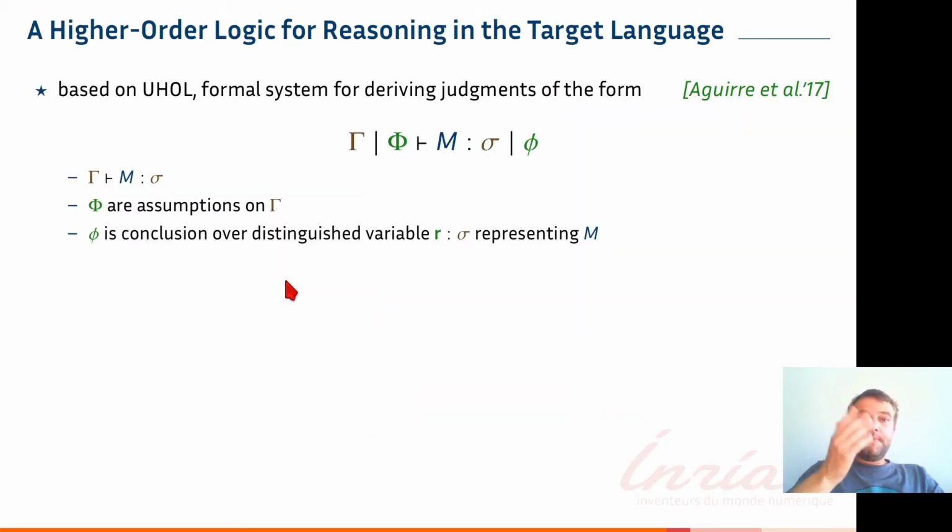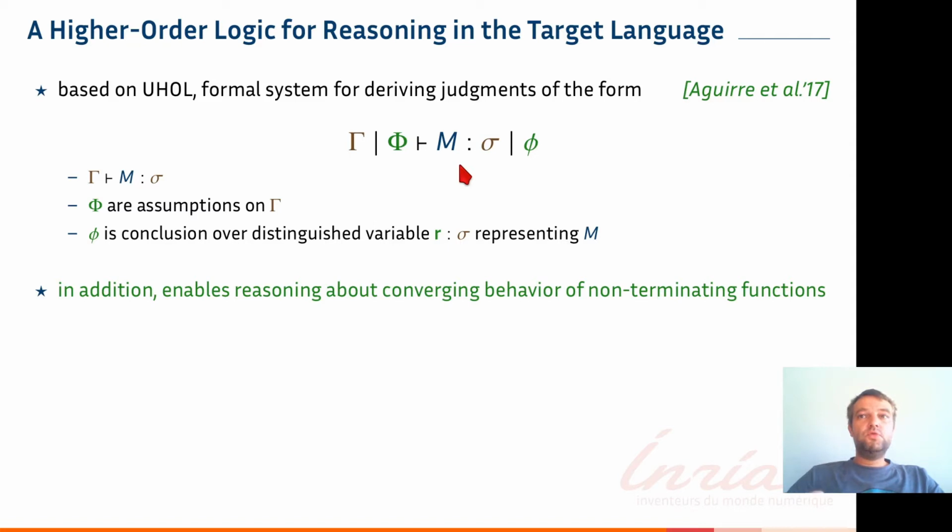So far so good. We have now a functional representation of the expected cost of our probabilistic programs, and what we would like now to do is to find a closed expression for the so-defined cost function. And to this end, we make use of an adaptation of the higher order logic. So this higher order logic that we are introducing is a formal system for deriving judgments of this form. Morally, they are annotations of an ordinary type judgment with assumptions on the environment and a conclusion on the result of evaluating such a term.